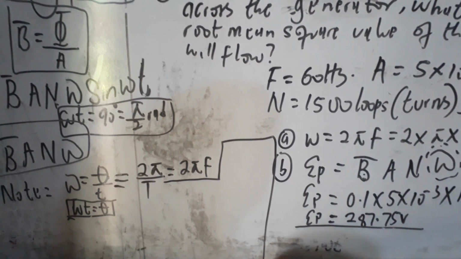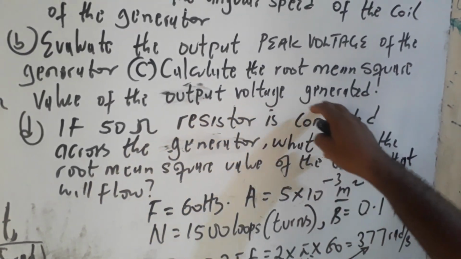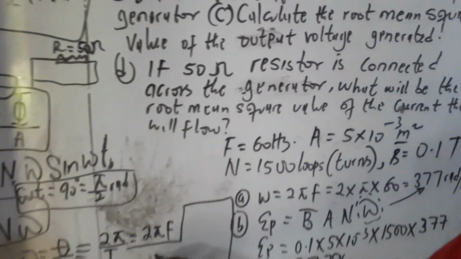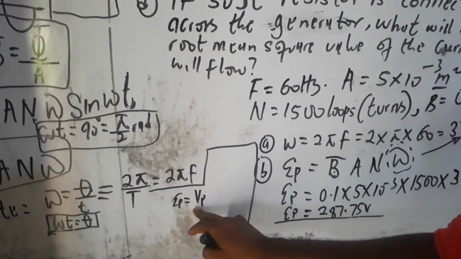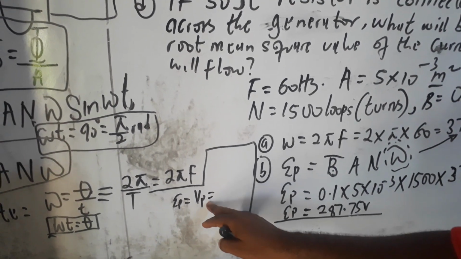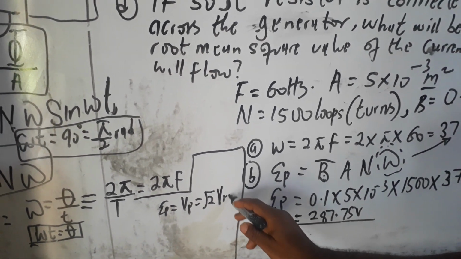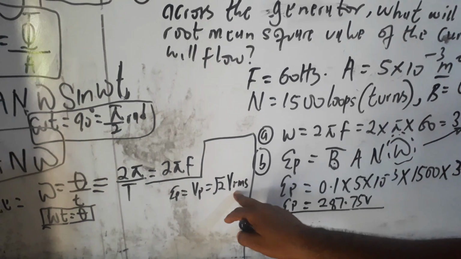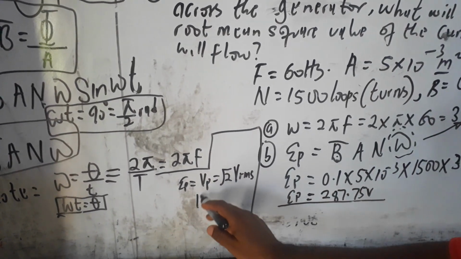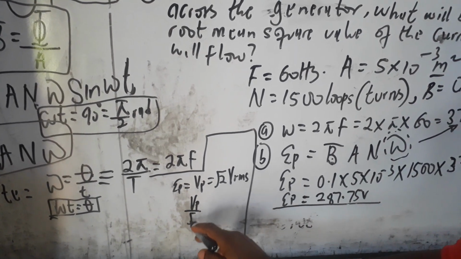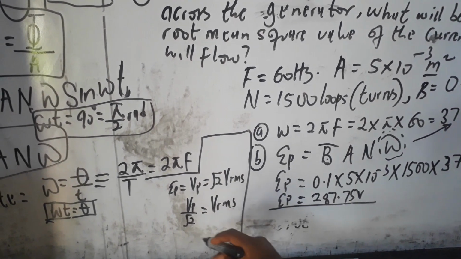Now, the next question says, calculate the root mean square value of the output voltage generated. You know, the peak voltage EP can be written as Vp. The relationship between this peak value of the voltage and the root mean square value is: Vp equals square root of 2 times the root mean square value of the voltage. So making the root mean square value the subject of the formula, we divide both sides by root 2. So I have V peak divided by root 2 is equal to the root mean square value of the voltage.